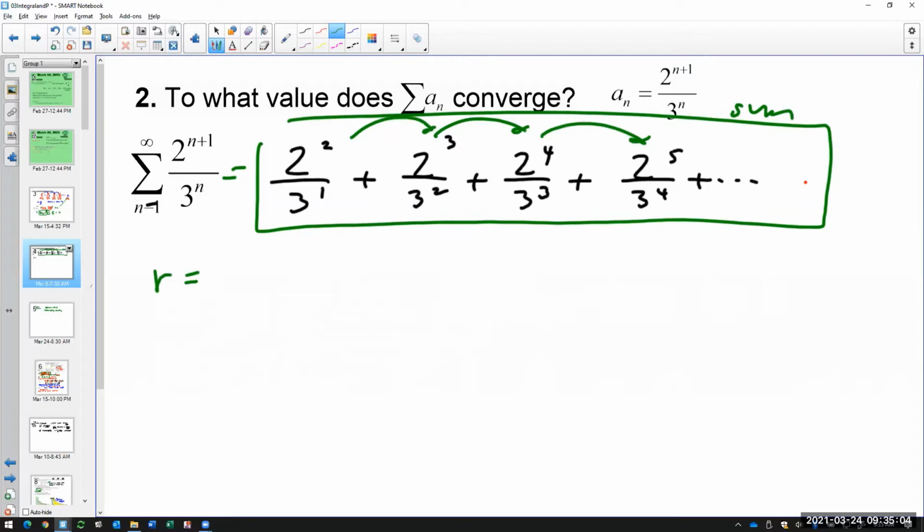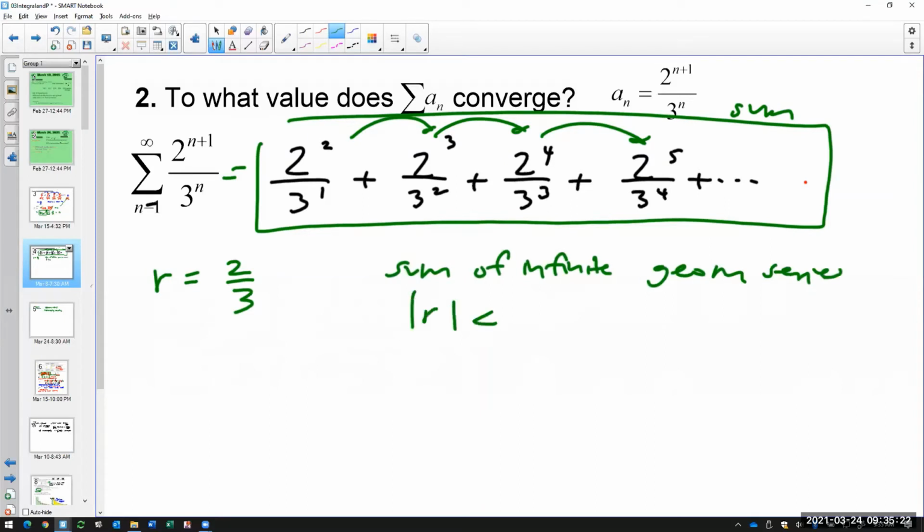And my r is equal to what? 2/3. And is r less than 1? If r is less than 1, do you remember we had a formula we could use for the sum of an infinite geometric series? Now this formula, remember, only worked if the absolute value of r is less than 1, and this r is less than 1. And my sum was equal to a1 over 1 minus r.